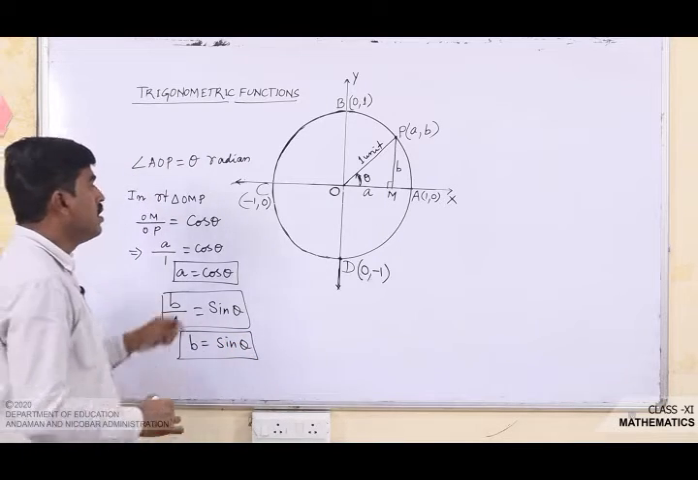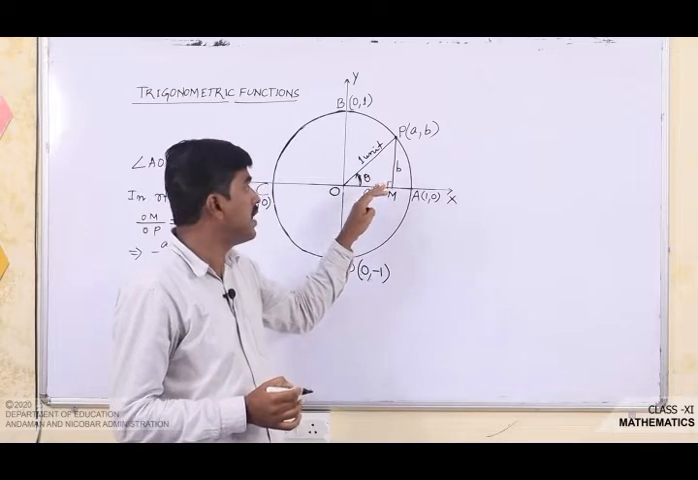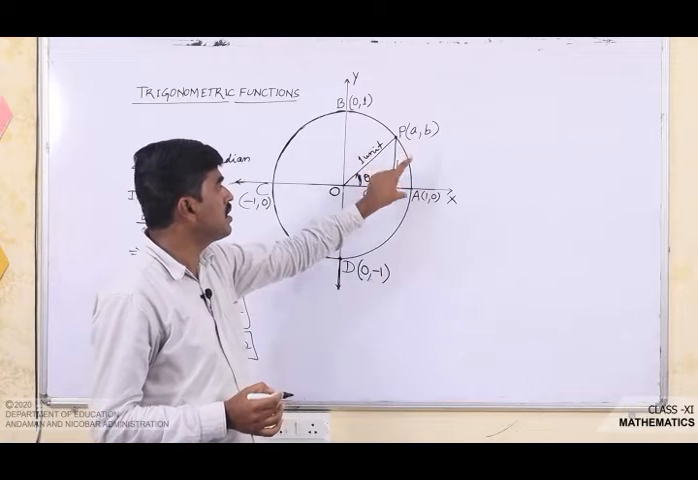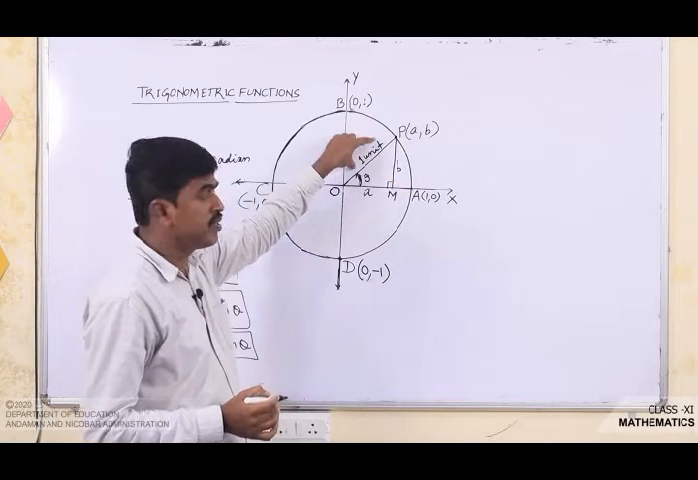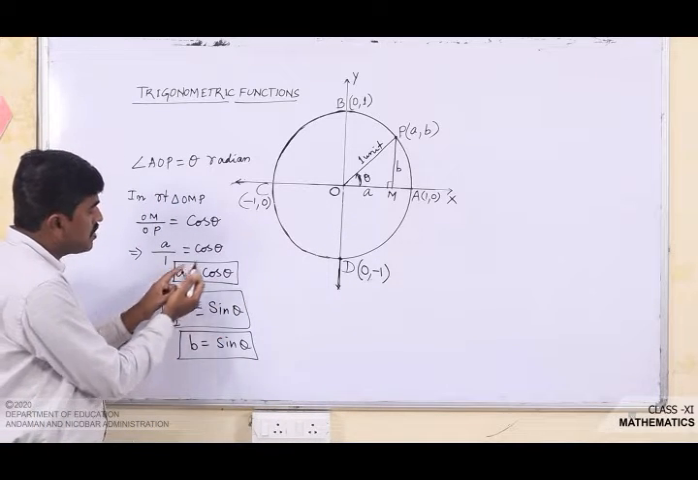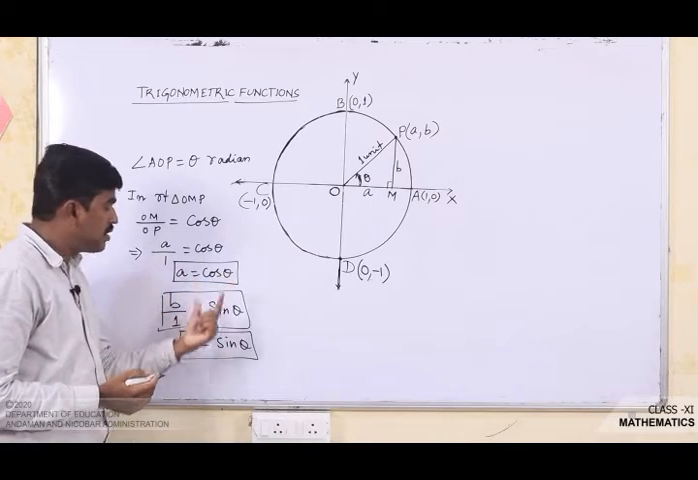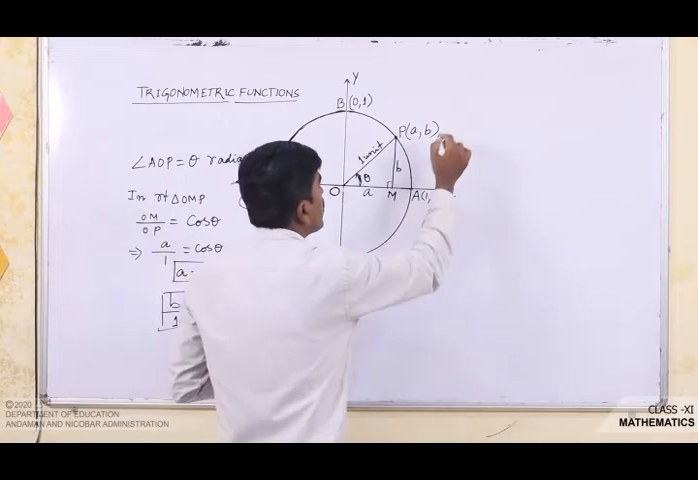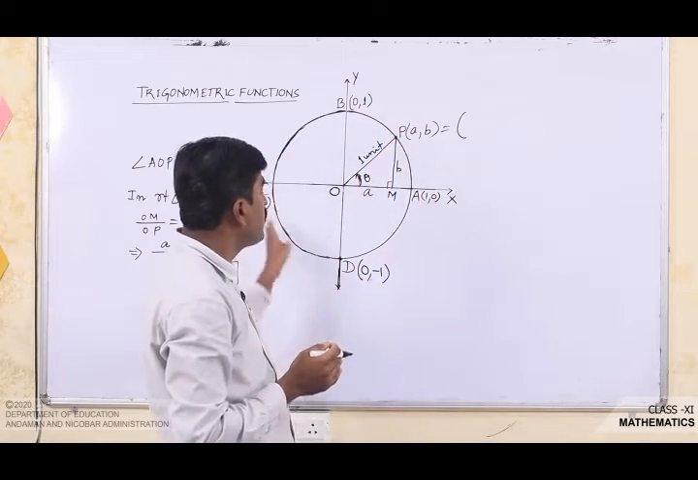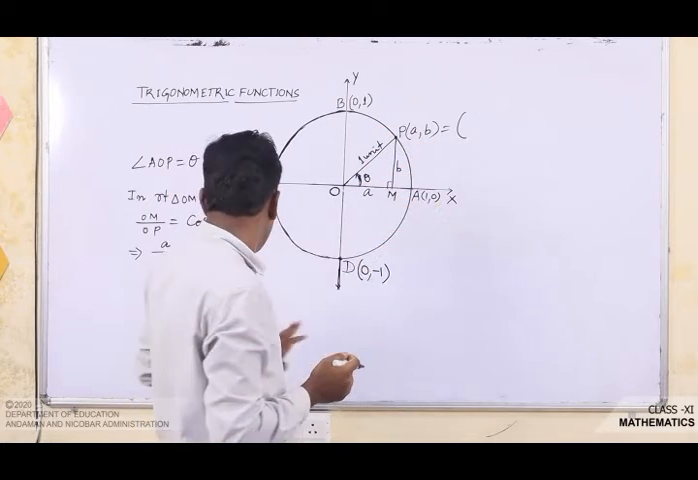Listen carefully. In class 10th you studied the trigonometric ratios as the ratios of the sides of a right angled triangle. So cos theta is base upon hypotenuse and sin theta is perpendicular upon hypotenuse. So in this way we get a is equal to cos theta and b is equal to sin theta. So what is this cos theta and sin theta? It is actually the coordinates of the point P. Here P is any point on the circle and the coordinates of the point is a, b.